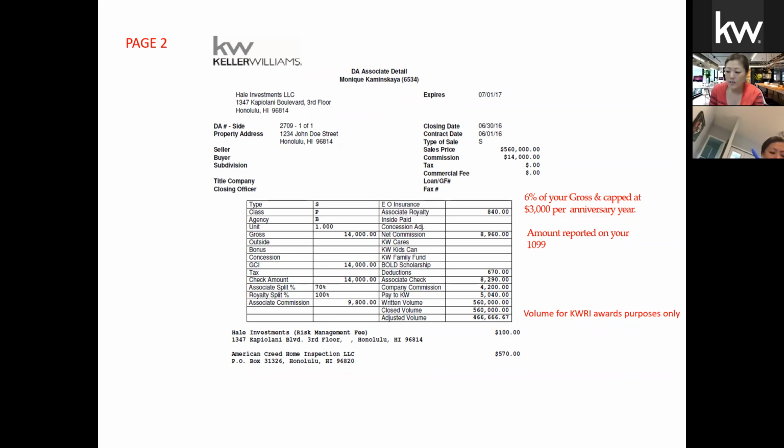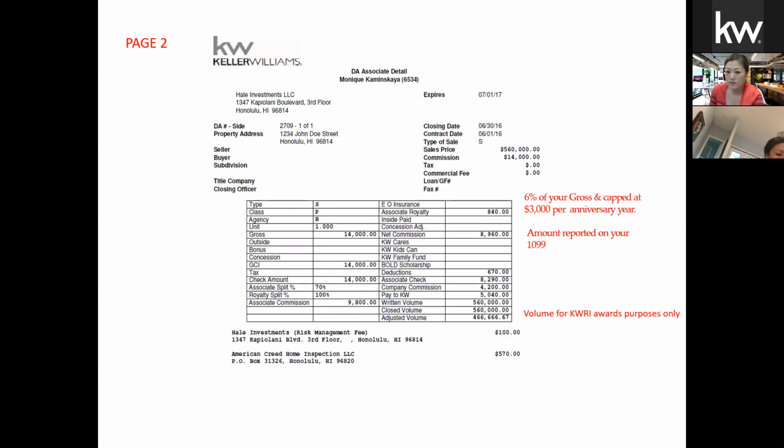If you have any outstanding balances with the company that you wanted to pay through your transaction, or even paying for a home warranty, credit to buyer, anything that you want paid out from your commissions that's an expense for you will be in the deductions area. So in this example, we have just the risk management fee and home warranty. Those two, the breakdown is on the bottom, and it shows line by line what the total deductions consist of, which is the $100 and the $570.